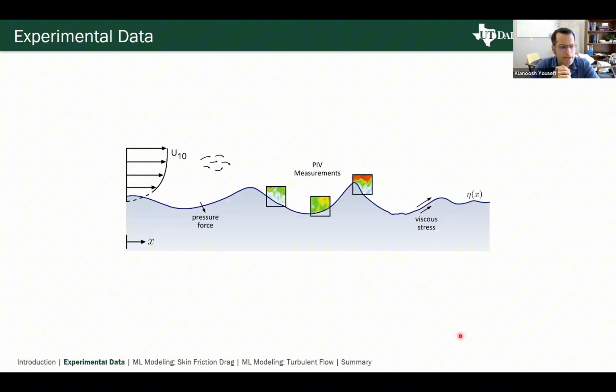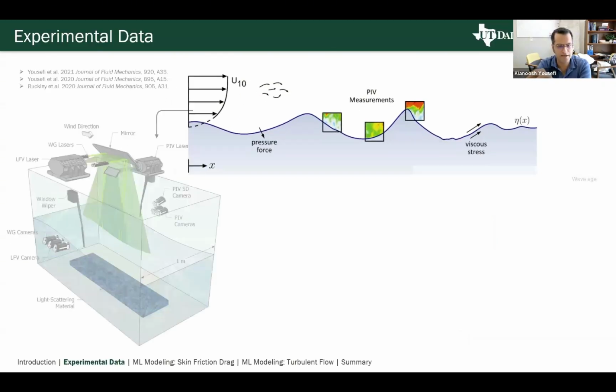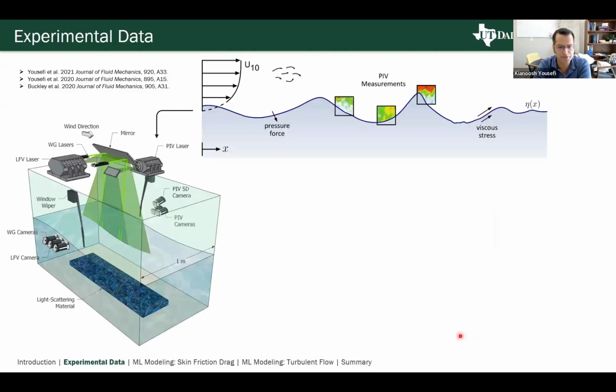So here we are trying to use the experimental data that we have to develop some of this parameterization, specifically for near surface turbulence structure and the skin friction drag. Because these are experimental data, there have been a lot of challenges in getting them, but I just want to share first the experimental data set that we have. The experimental data set is basically the turbulent airflow above wind-generated waves that we are using for this modeling purpose.